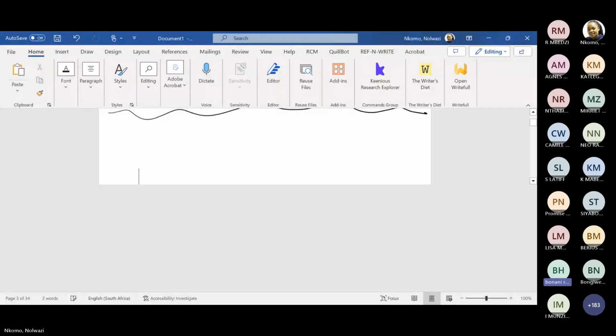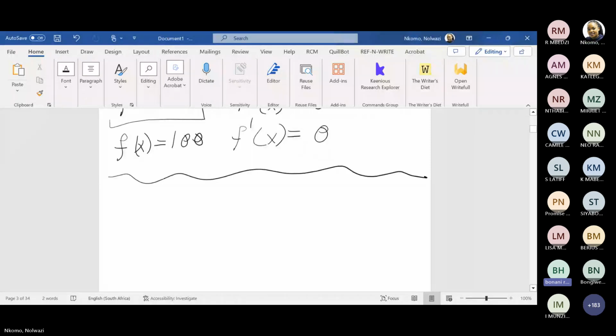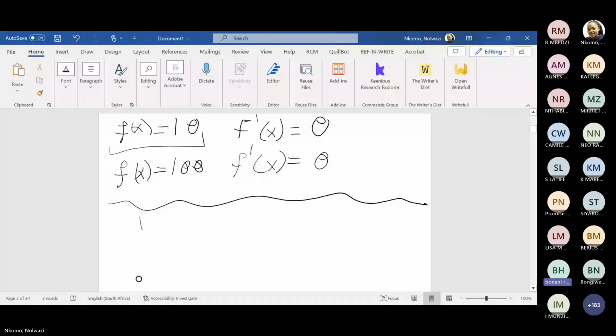Okay. I'm saying I always find it confusing for me when it says y is equal to f of x.